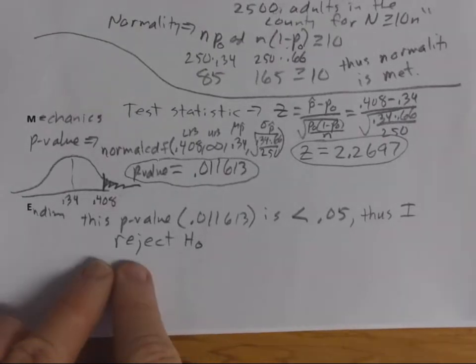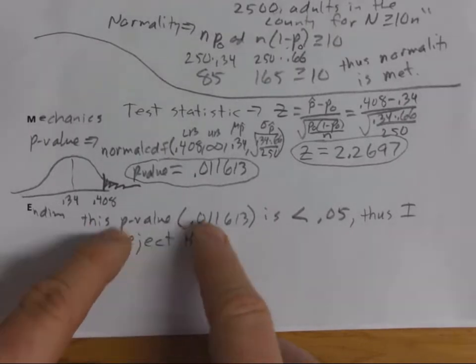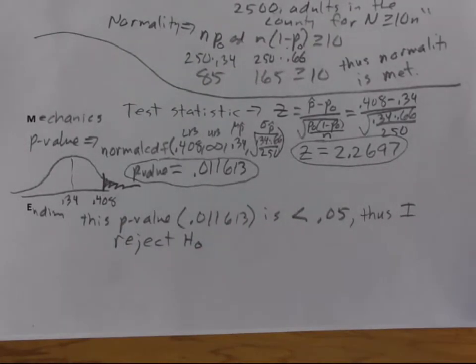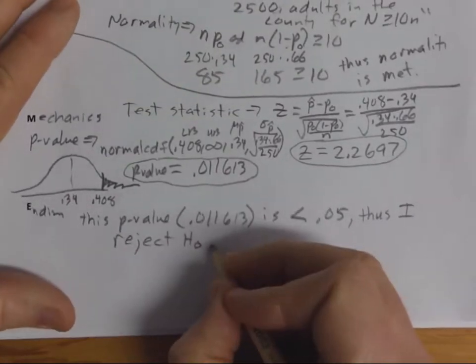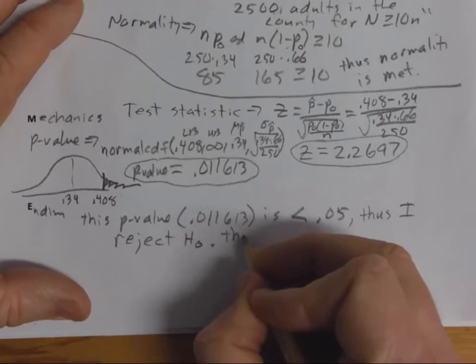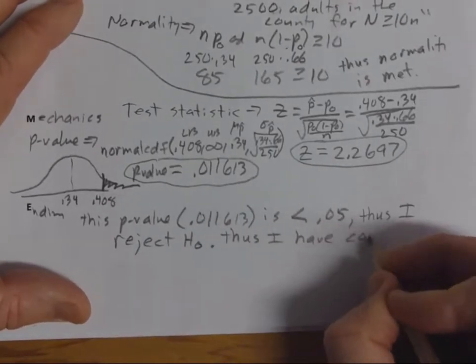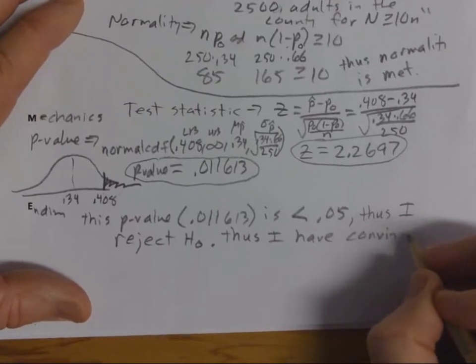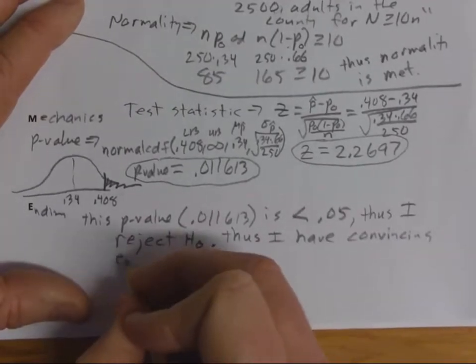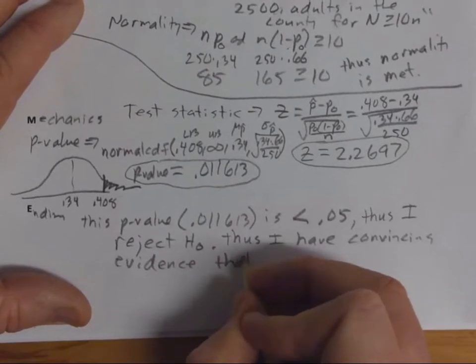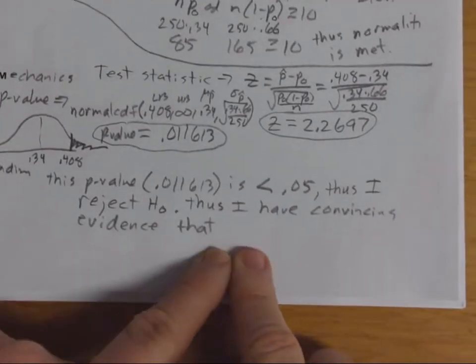If it's greater than, you would fail to reject. If the p-value is low, you reject. If the p-value is high, you fail to reject. You never accept the null. Okay? Then you would say this: thus, I have convincing evidence that, and then you restate the alternative in context.